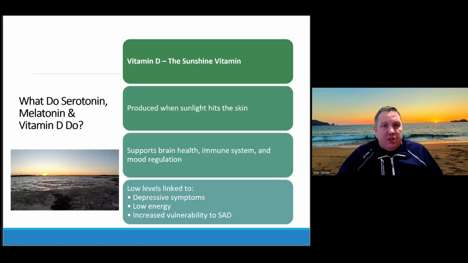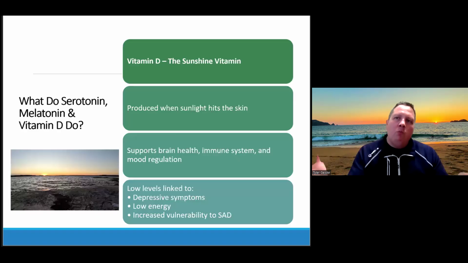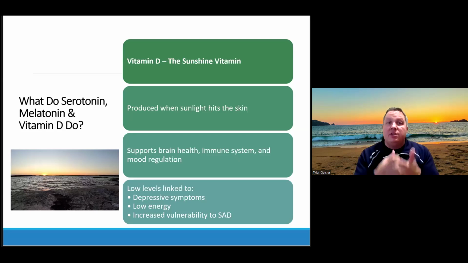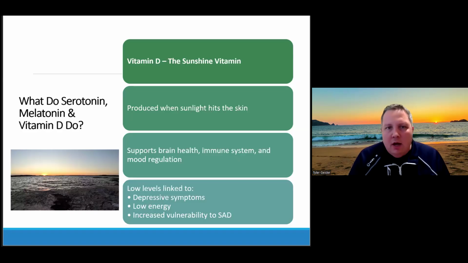And then there's vitamin D, the sunshine vitamin, right? When we are outside and getting blasted by the sun, our skin absorbs the sunlight and converts it to vitamin D. It supports our brain health, our immune system, and mood regulation, so it has three really key functions within our body. If we're not getting enough vitamin D, that alters our brain health and our immune system.